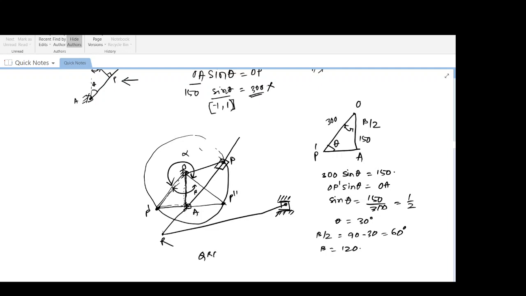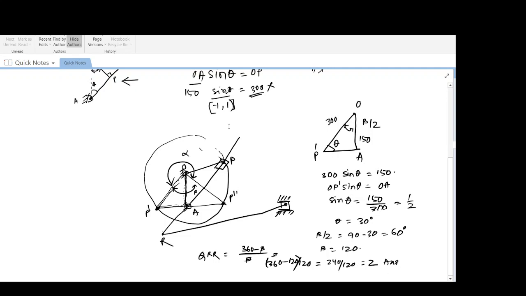Now QRR is equal to 360 minus beta by beta, that is 360 minus 120 by 120. Make it a bracket here, that is 240 by 120, that is 2. Here is the answer.